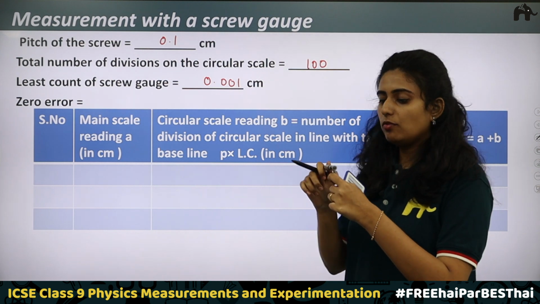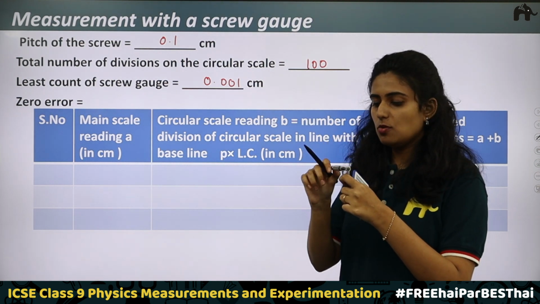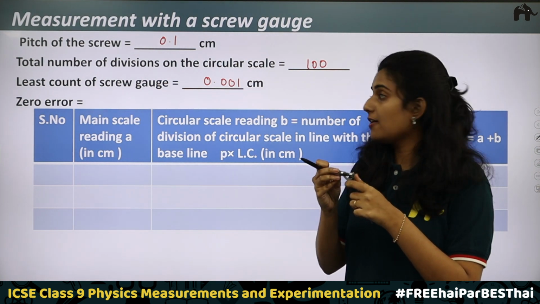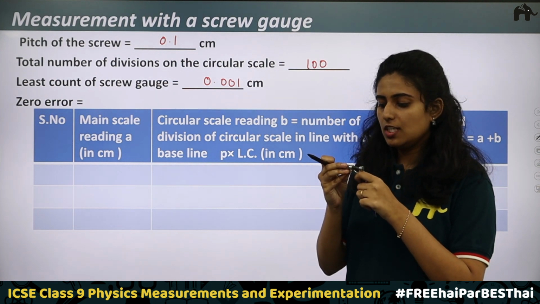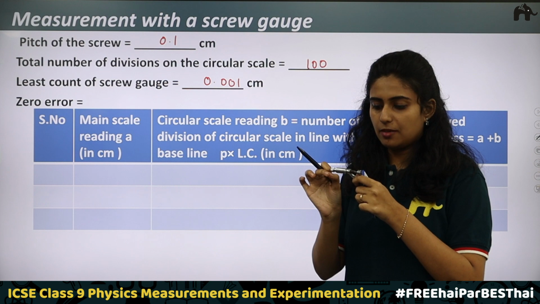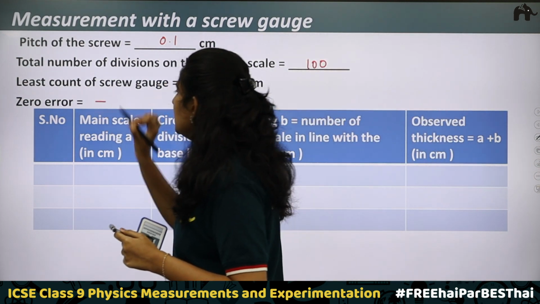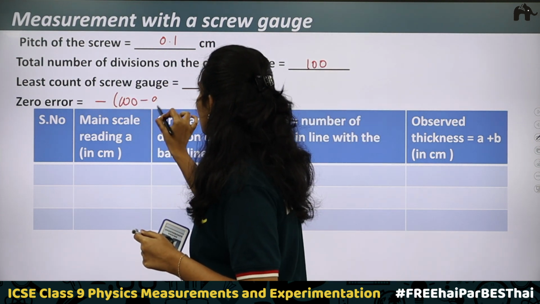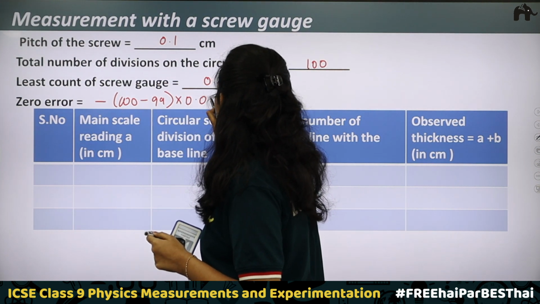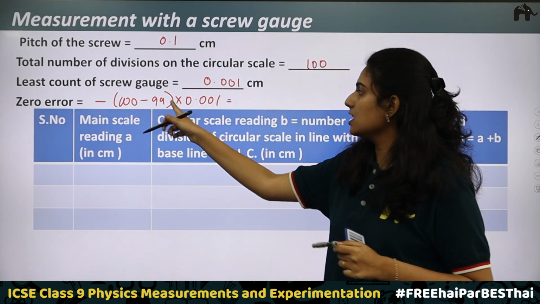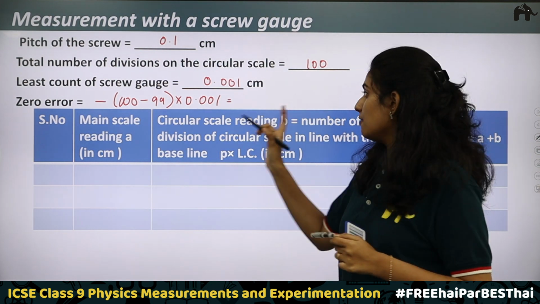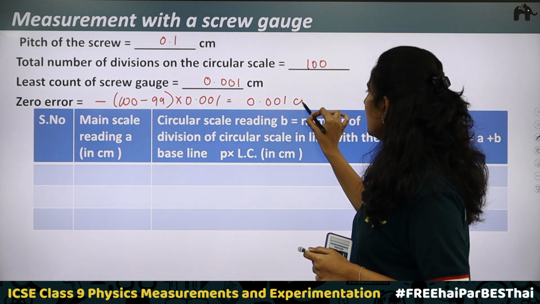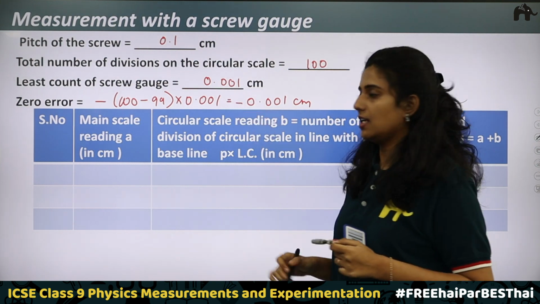Next, to find zero error, you have to tighten the screw gauge till you get the tuck sound. Once you hear it, you will stop. Okay, you can find the zero error. So here the zero is above the baseline. So you will have negative zero error, and the value is 99. Therefore 100 minus 99, into the least count 0.001, and 100 minus 99 gives 1. Therefore 0.001 centimeter is the zero error. You have a negative sign, negative zero error.